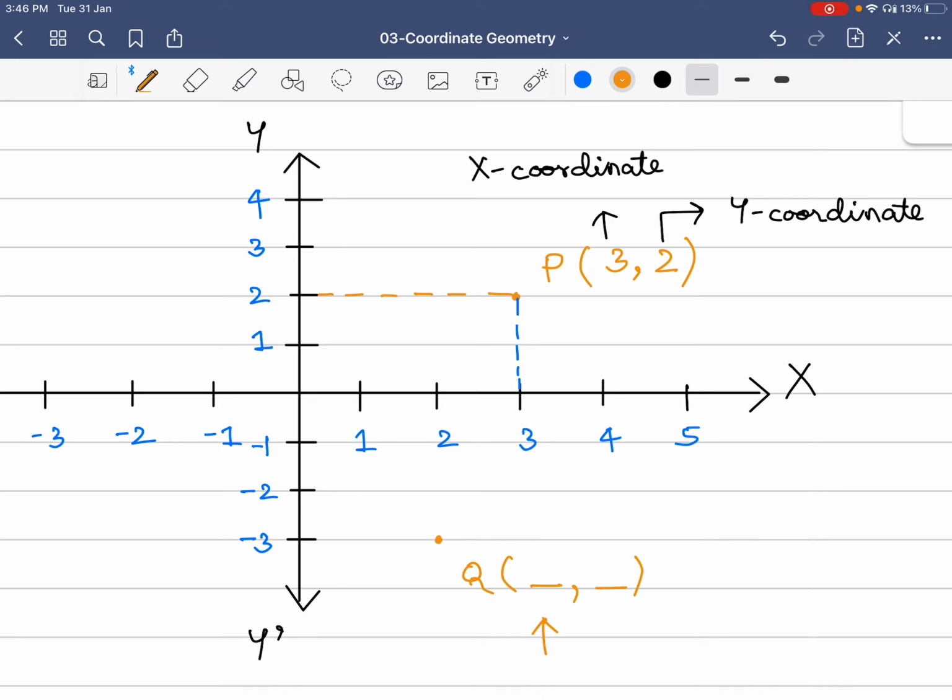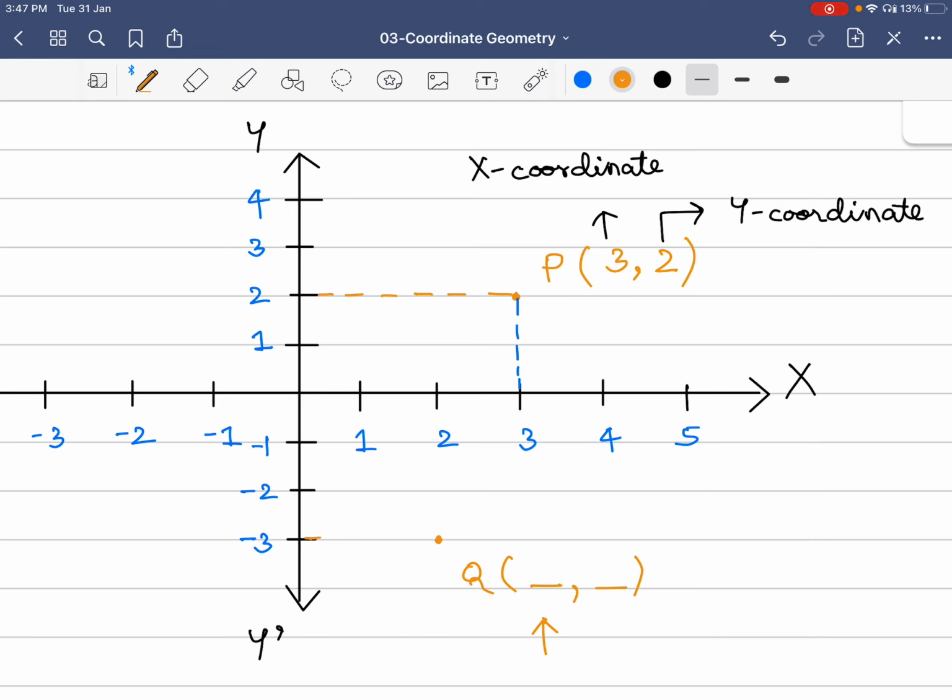It is the perpendicular distance from the y-axis. It's opposite. For the x coordinate, we find the perpendicular distance from the y-axis. For the y coordinate, we find the perpendicular distance from the x-axis. It's opposite. The x coordinate is never a perpendicular distance from the x-axis. No. The x coordinate will be the perpendicular distance from the y-axis.